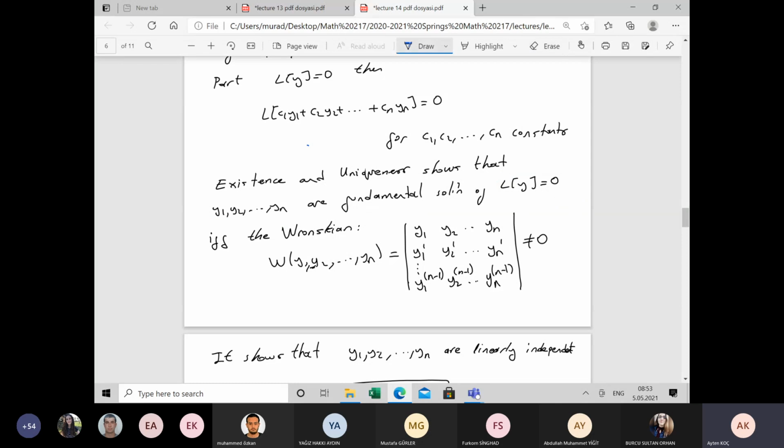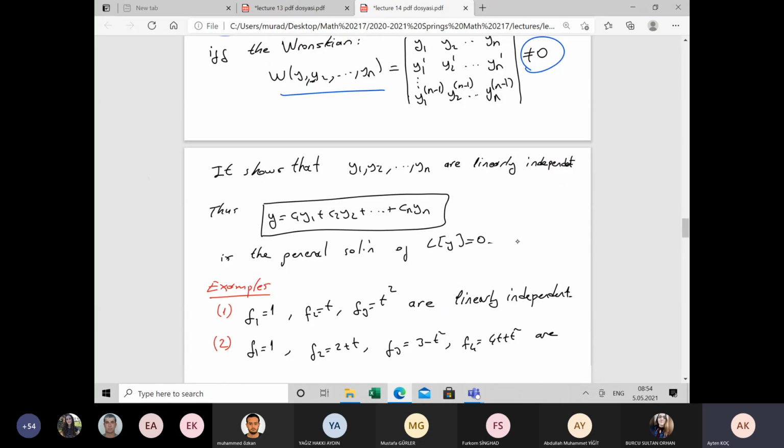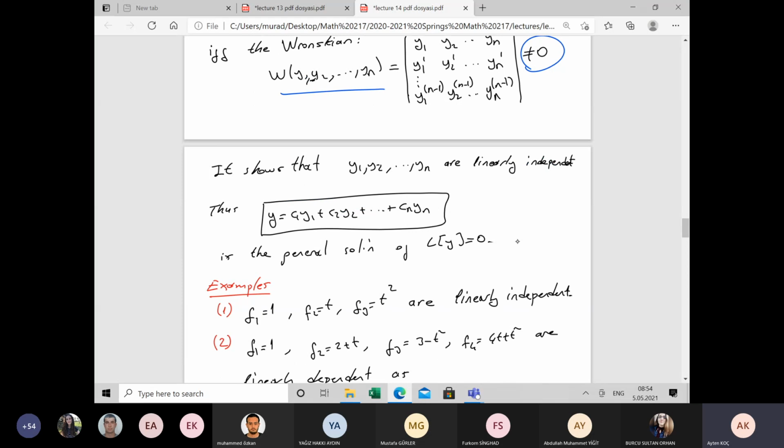So how to check that our solution is fundamental? Compute the Wronskian determinant; it should be non-zero. If non-zero, then we have a fundamental solution, so we can write the general solution of the homogeneous part, y sub h, c1 y sub 1 plus c2 y sub 2 plus cn y sub n. It's okay? This is the general solution of the corresponding equation.